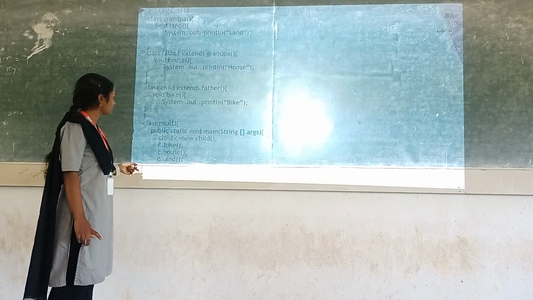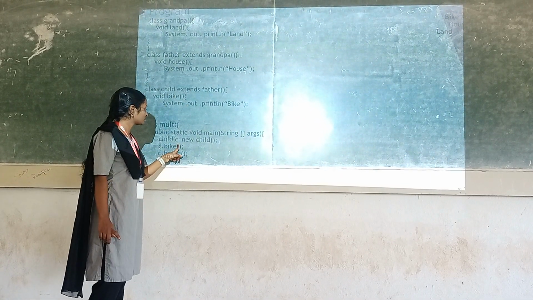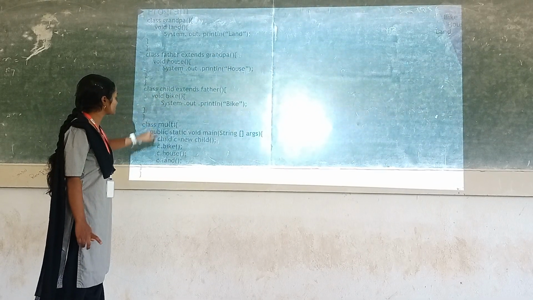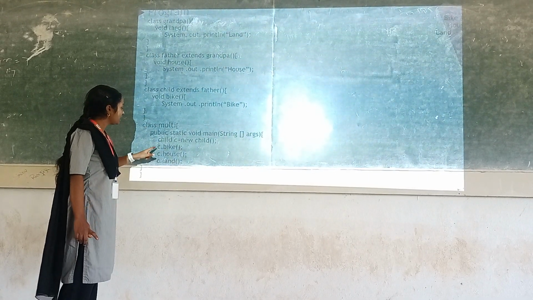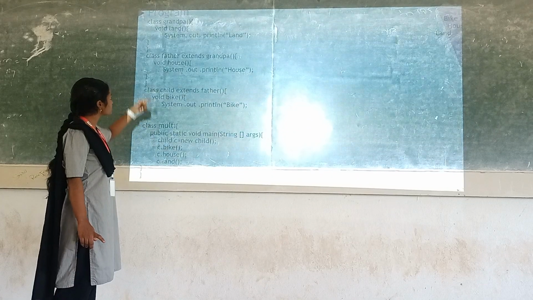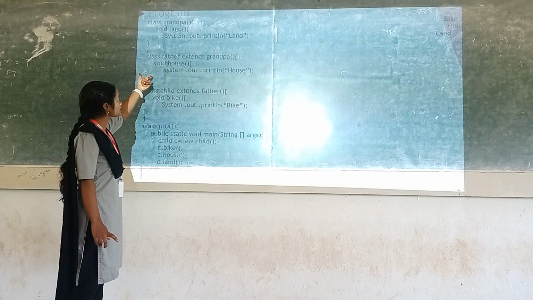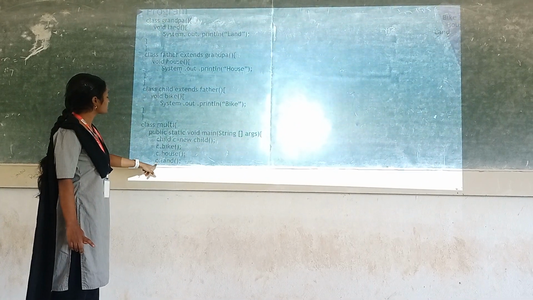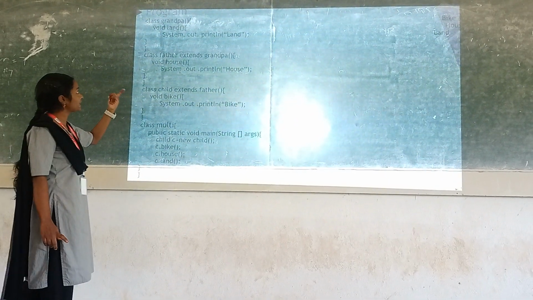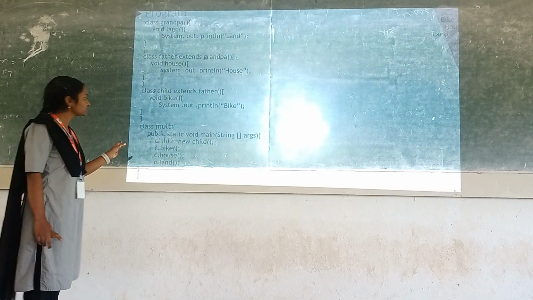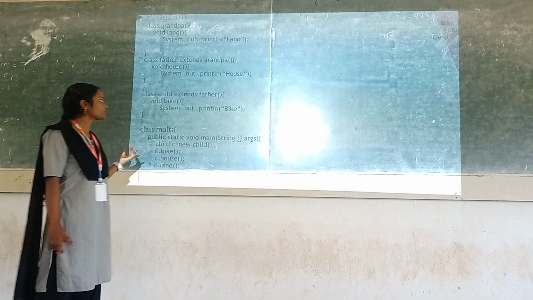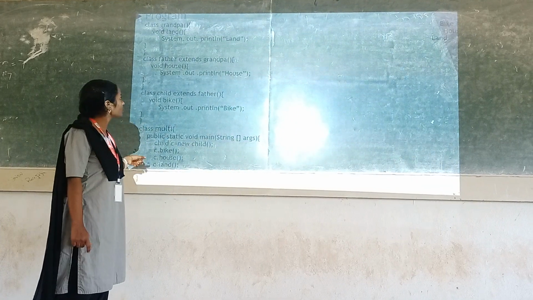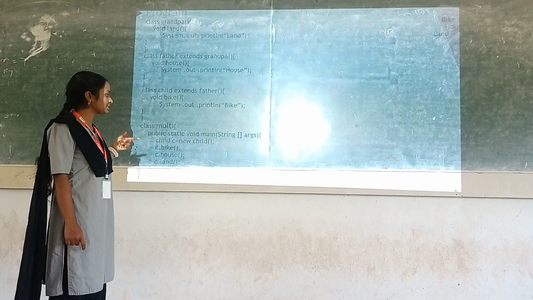In the main method, I have created an object of child, and using that object I call the method wife, which is the method of the child class. Using the same object I call the method house, which is the method of the father, and the method land, which is the method of the grandpa. So in multi-level inheritance, using only a single object we can call the methods of all its parent classes.